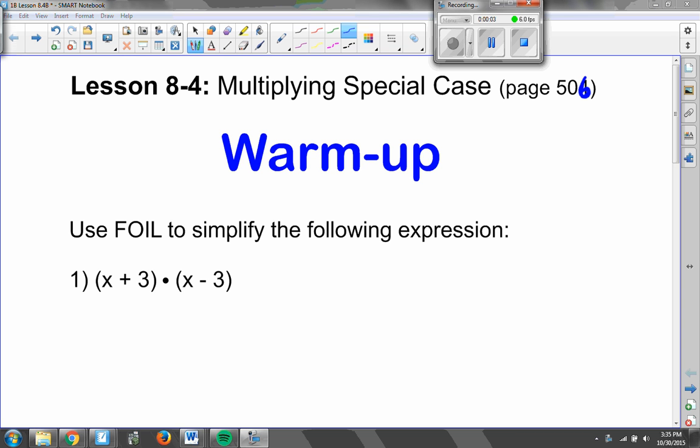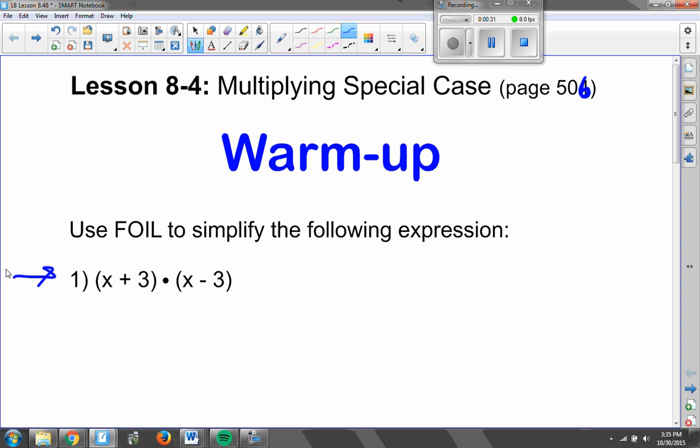All right, Algebra 1B students. Welcome to part 2 of lesson 5.4 on our special cases of multiplying polynomials, or binomials in this case. Just one quick little rule, one more shortcut of FOIL to learn here. So we're going to use FOIL to simplify this multiplication problem in our warm-up here.